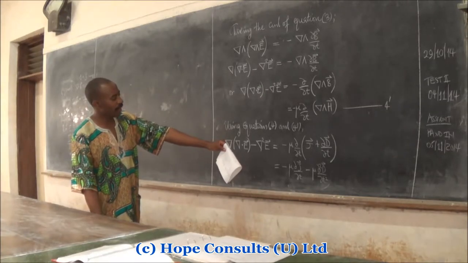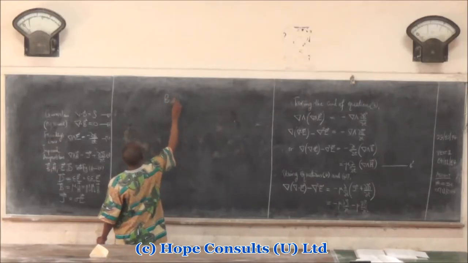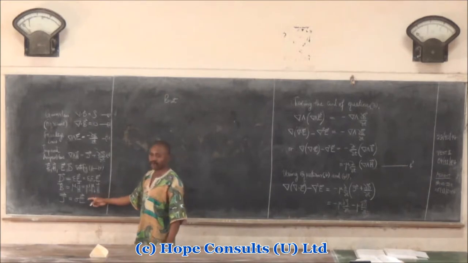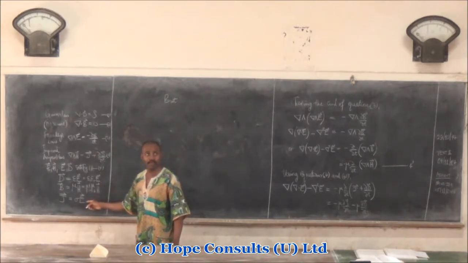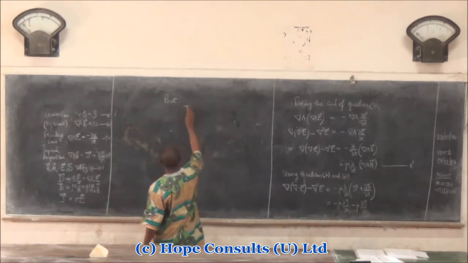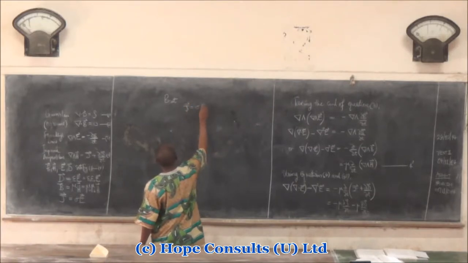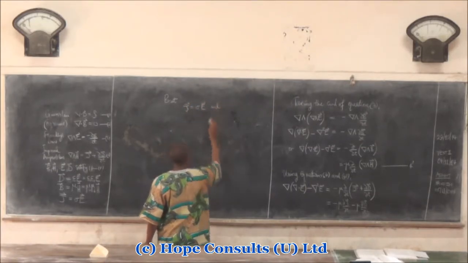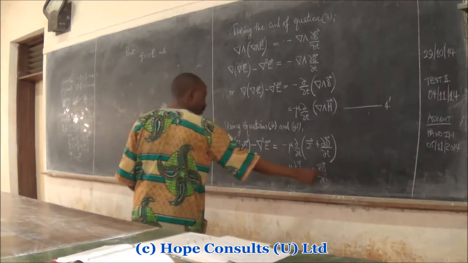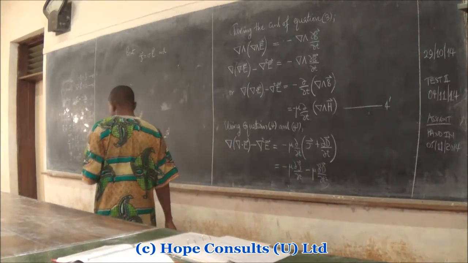We know that the current density, in the microscopic form of Ohm's law, J is equal to sigma E, and also D is equal to epsilon E.